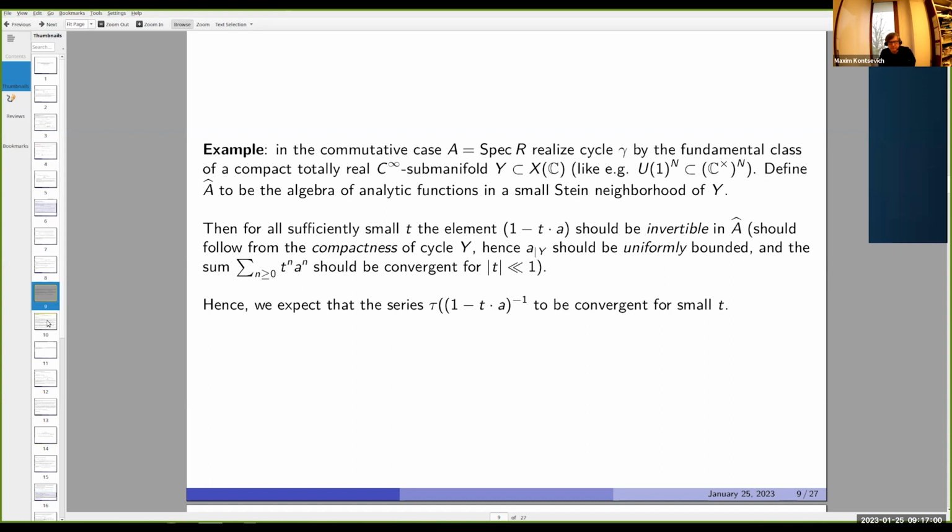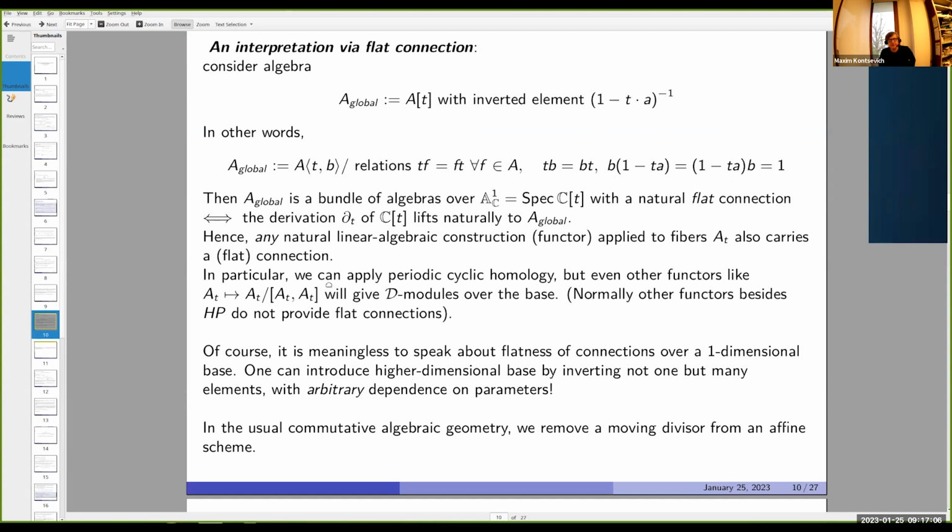Okay. And how do we interpret these flat connections? The goal of my talk is to work with the Gauss-Manin connection without writing formulas at all. So what we do, for example, in this case, we consider the following global algebra. We take polynomials in a central variable t, whose coefficients are in my algebra, and then invert the element 1 minus ta. So what does this formula mean? It means we add to the algebra two letters, t and b. T will be central, commuting with everything, with elements of A and with b. And then b is a two-sided inverse to one minus ta.